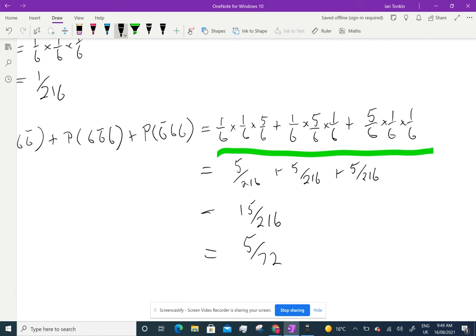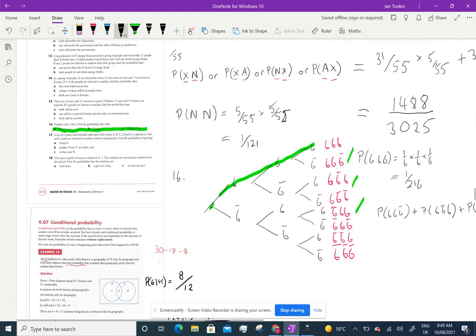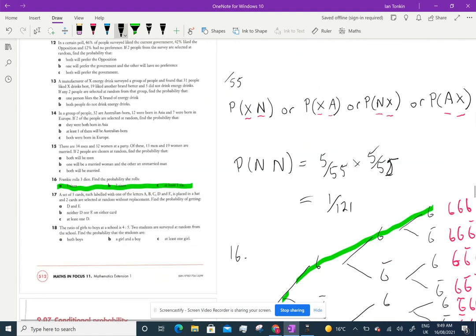3 goes into 216. Yep, 72. Look, that should be enough for you to get through those. There's no non-replacement in any of these, which really worries me. But we'll see how you go. Good luck.